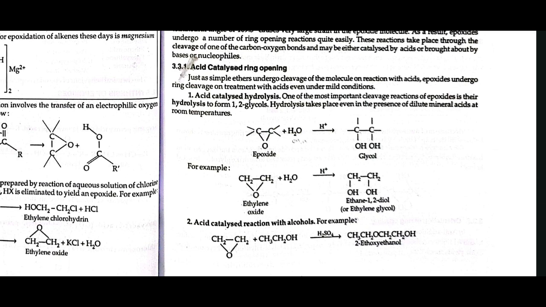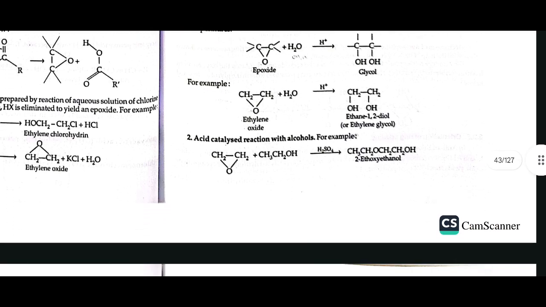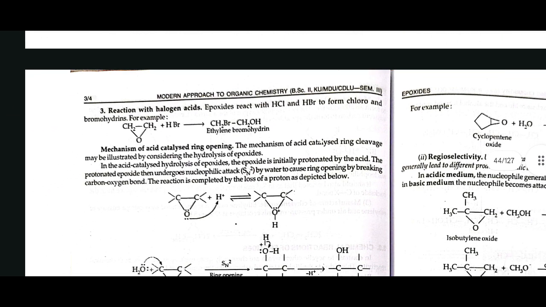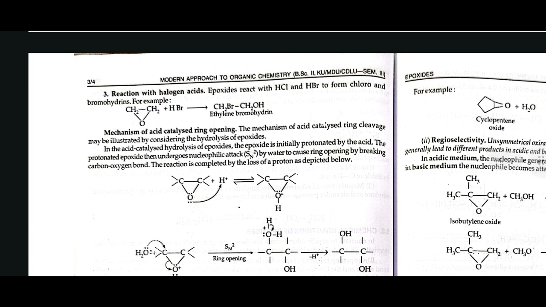First, acid catalyzed hydrolysis. One of the most important cleavage reactions of epoxides is their hydrolysis to form 1,2-glycols. Hydrolysis takes place even in the presence of dilute mineral acid at room temperature. Second, acid catalyzed reactions with alcohol, for example, as given below. Reactions with halogen acids. Epoxides react with HCl and HBr to form chloro and bromohydrins, for example, as illustrated below.